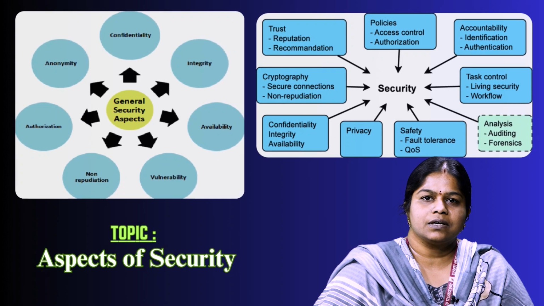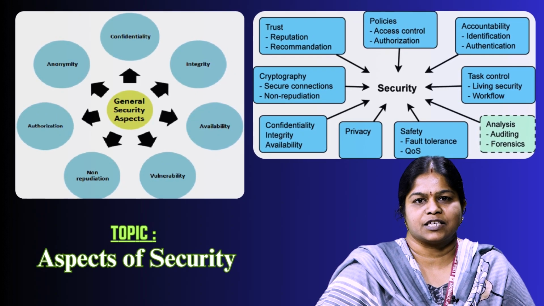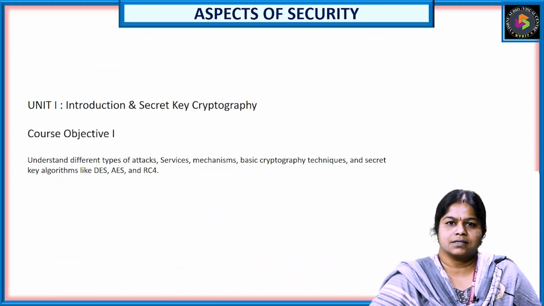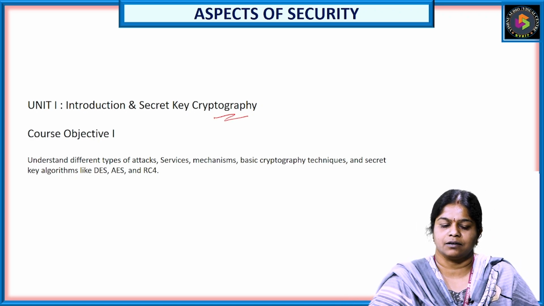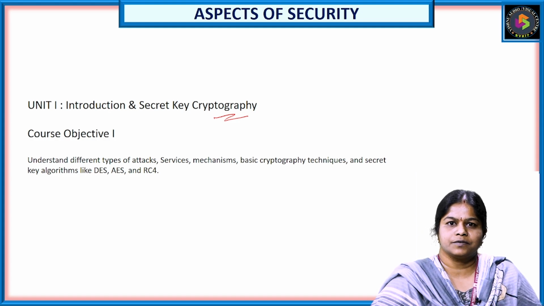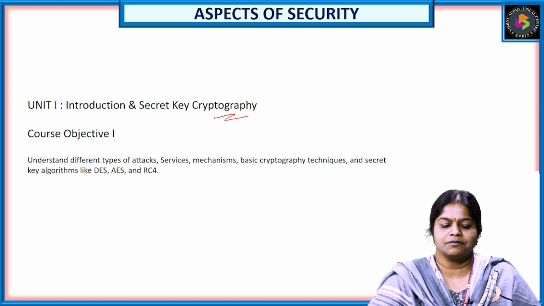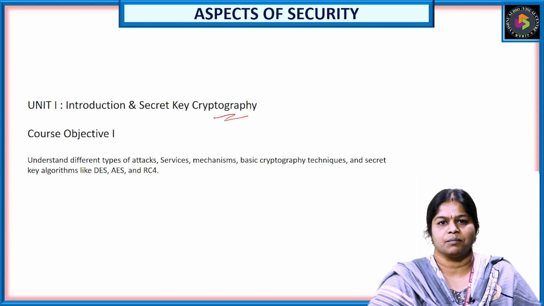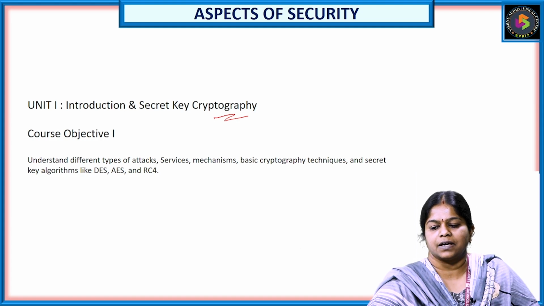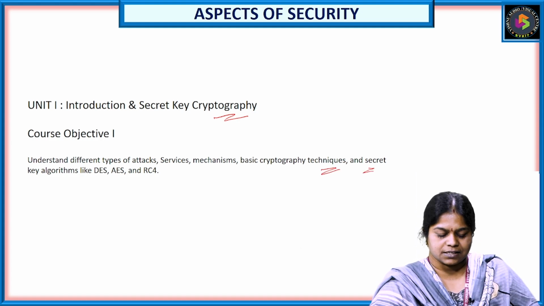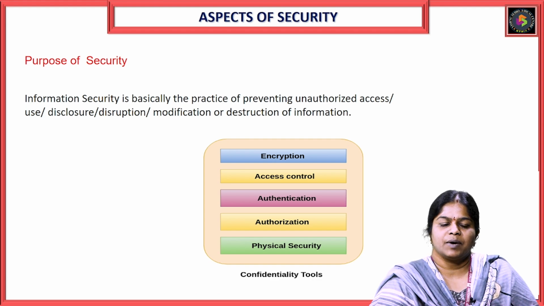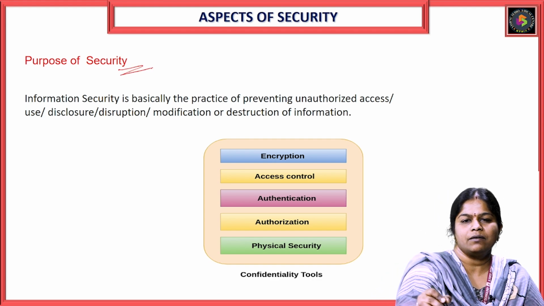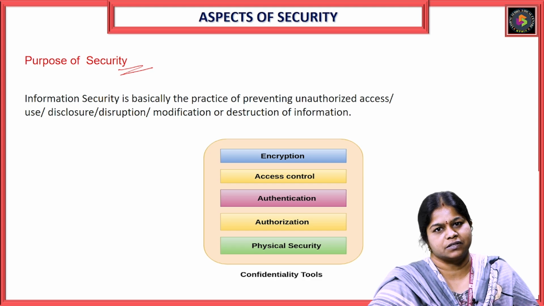And the concept we will discuss is the aspects of security. This concept is from the first unit, Introduction and Secret Key Cryptography. The course objective of this unit 1 is to understand different types of attacks, services, mechanisms, and basic cryptographic techniques and the secret keys. Before going to the aspects of security, we'll come to know the main purpose of security, why we have to discuss information security.